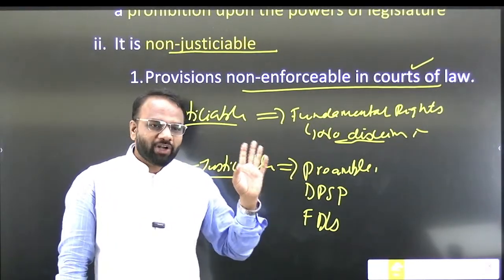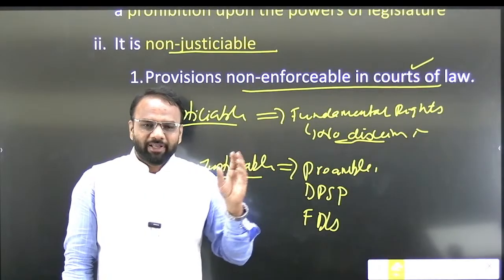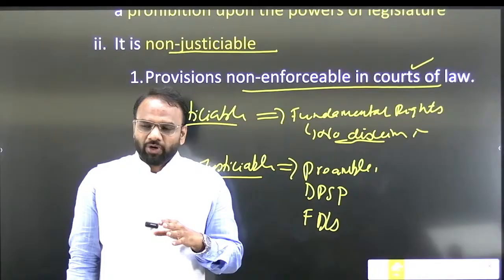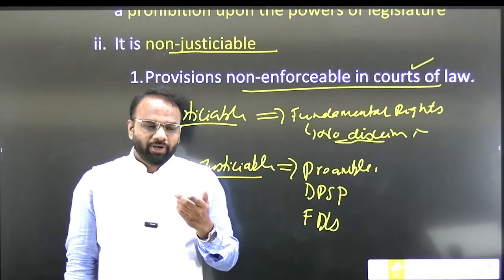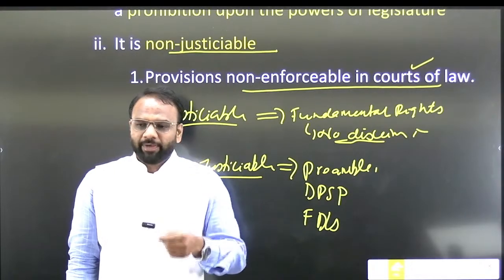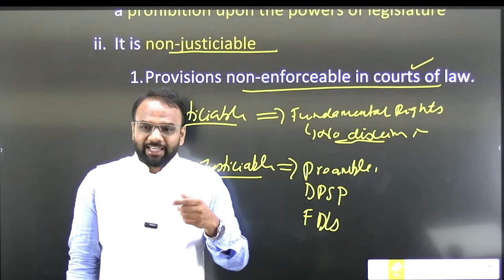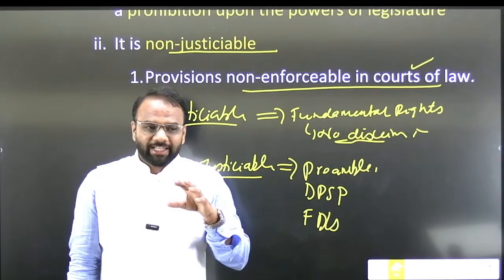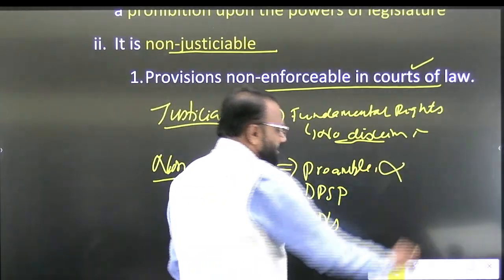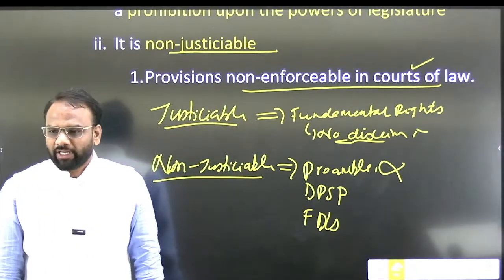Now, the preamble is not justiciable. For example, there is a term in the preamble called unity and integrity. If someone makes a political speech where he tries to divide the unity, you cannot file a case against him in court saying that the preamble is being violated, because the preamble is non-enforceable.